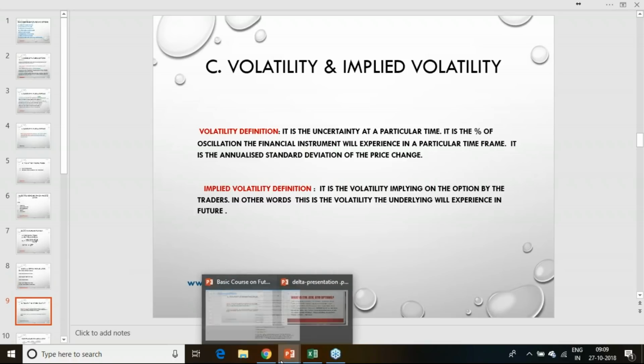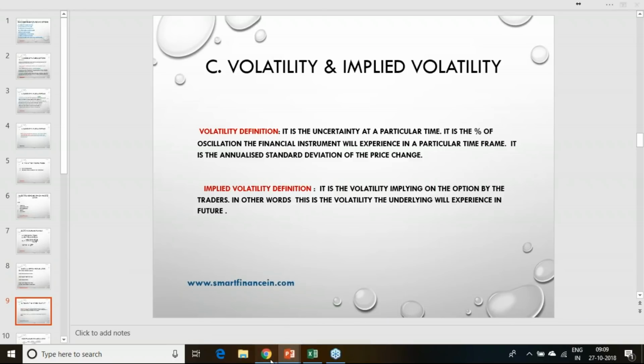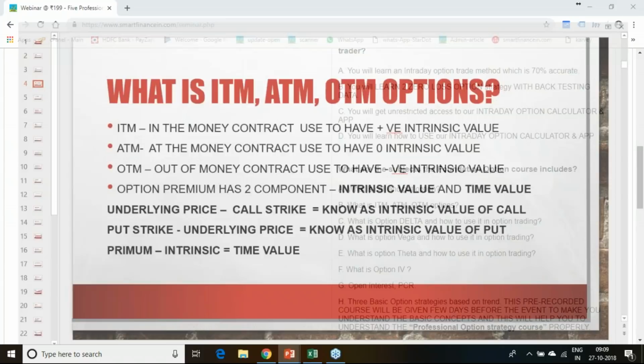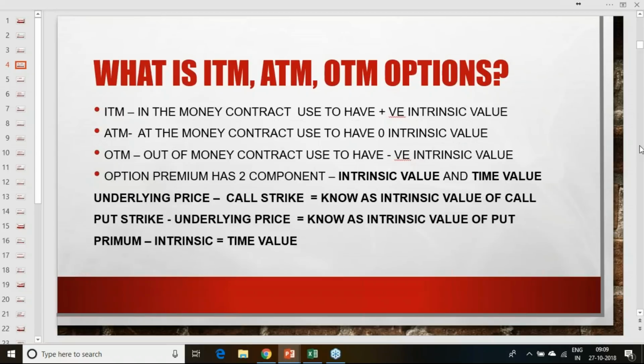Now coming to the next part of our basic learning. So you understood what a call option is and what a put option is. Now we will go for ITM, ATM and OTM: in the money option, at the money option and out of the money option. This is also a very basic concept of option trading. So what are these ITM, ATM and OTM options?